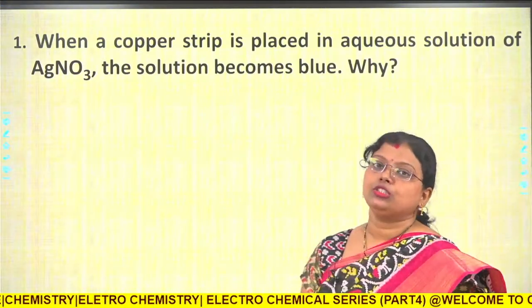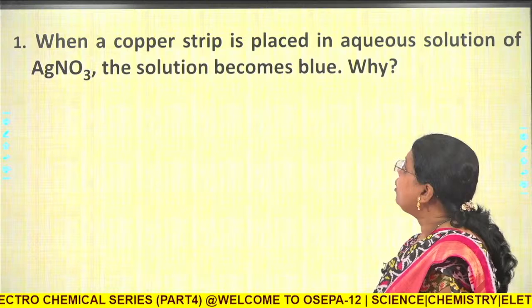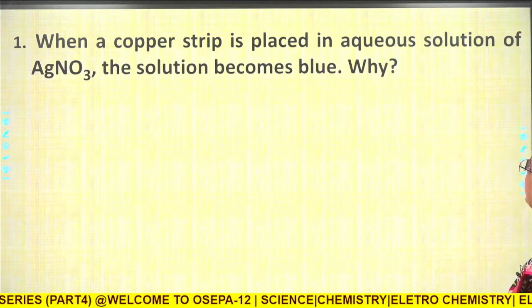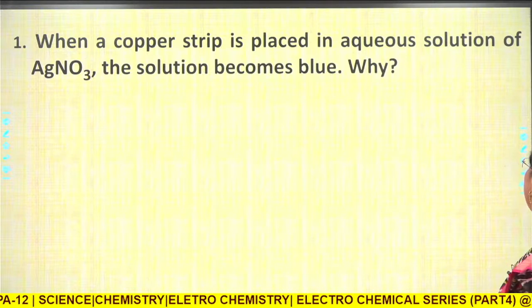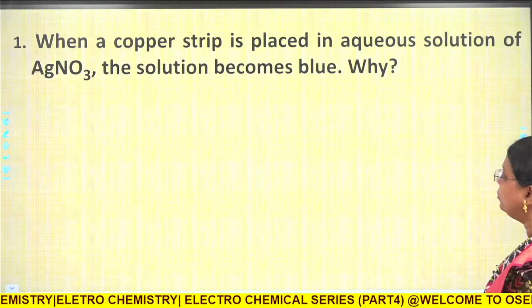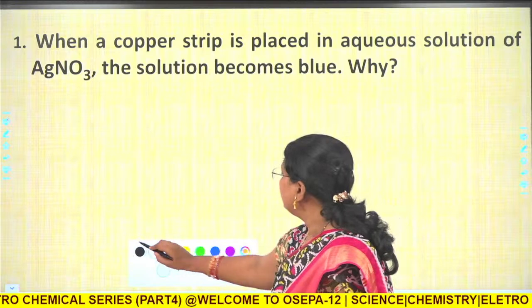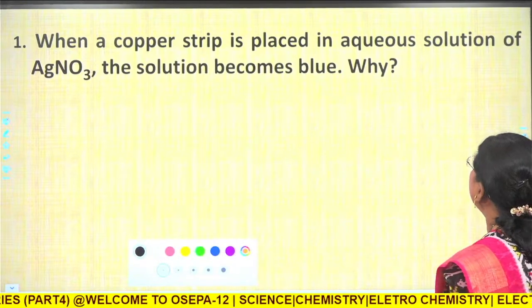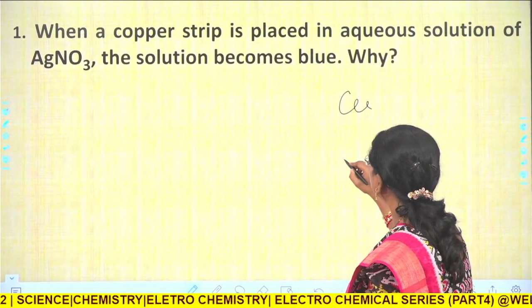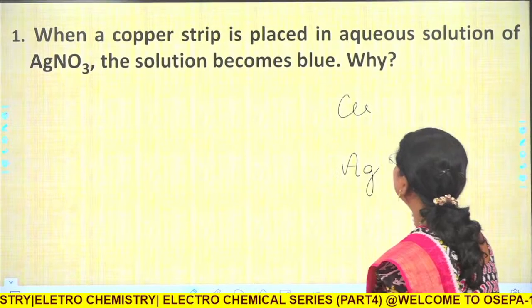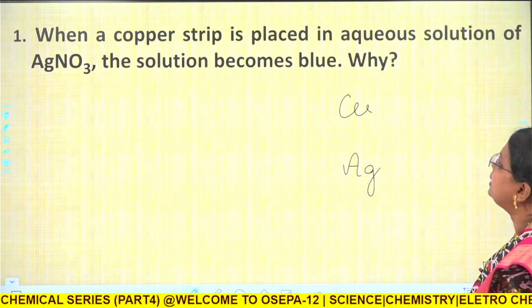Then some questions regarding the electrochemical series. The questions may come like this: when a copper strip is placed in an aqueous solution of AgNO3, the solution becomes blue. Why does the solution become blue? The answer lies in this. What will happen? A copper strip is placed in aqueous solution of AgNO3. If you see the electrochemical series, first comes copper, then comes silver. So the copper will displace the silver.